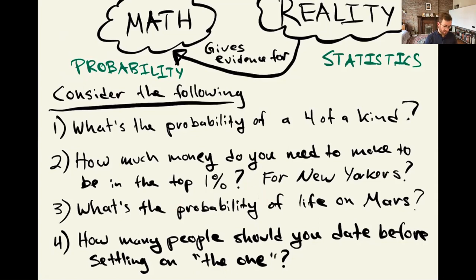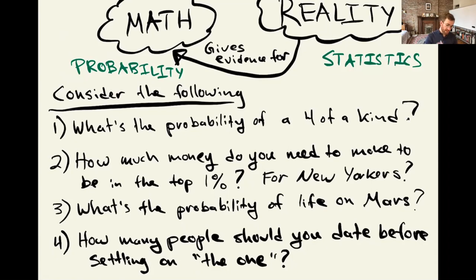And then finally, the question is, how many people should you date before settling on the one? Again, assuming this is something you want to do. This is, of course, a deeply personal question, but it's sometimes fun to think about this from a strategic or mathematical point of view. The idea being that the one is the best one for you. All right, so we're going to take about 15, 20 minutes in breakout sessions to think about that.